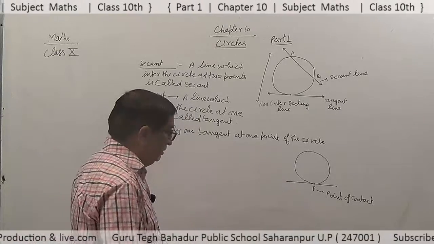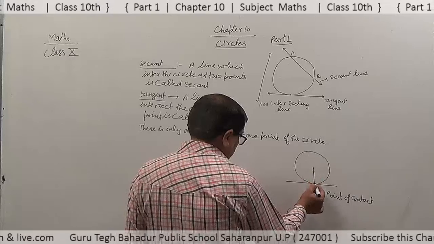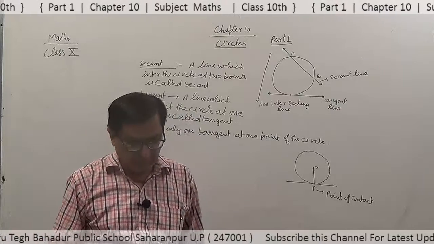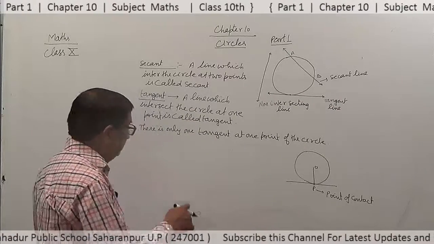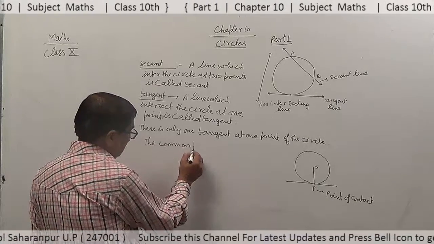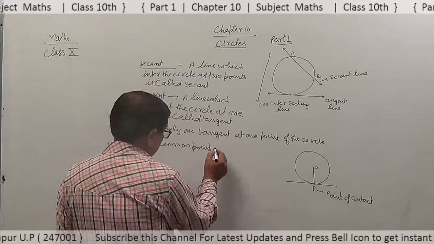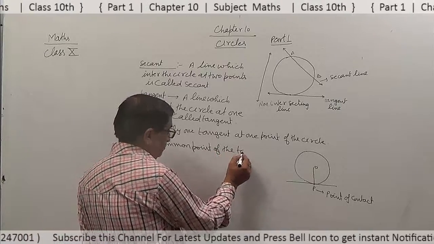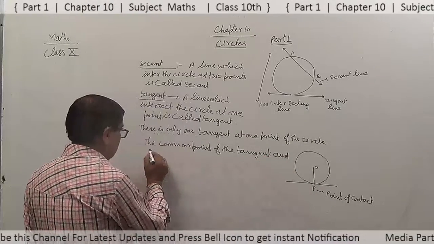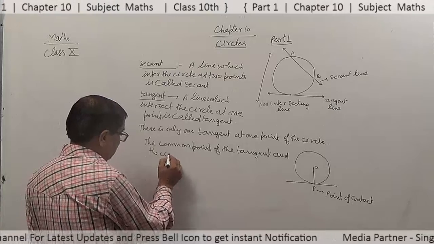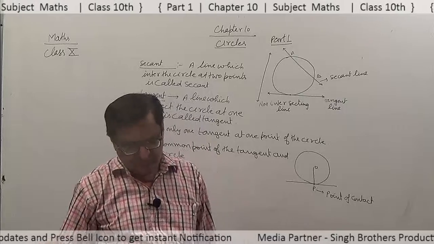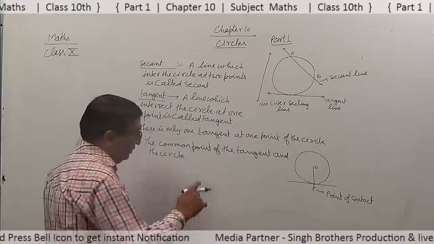The common point of the tangent and the circle is called the point of contact.